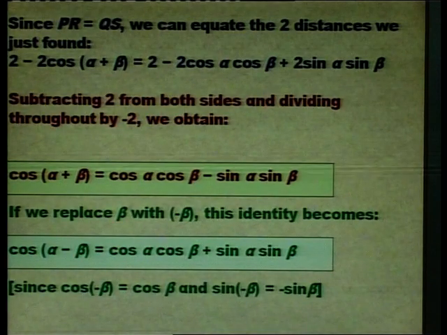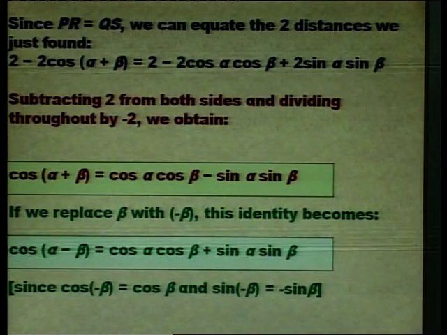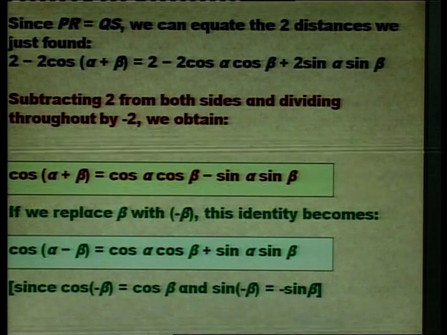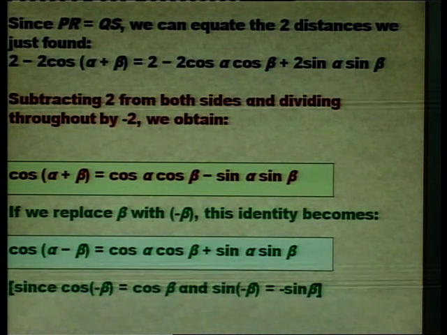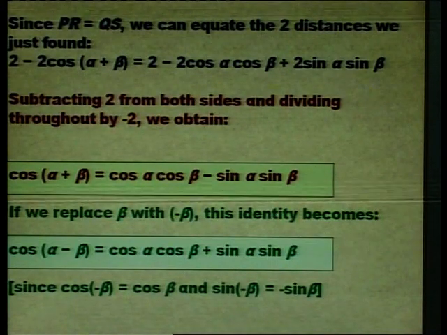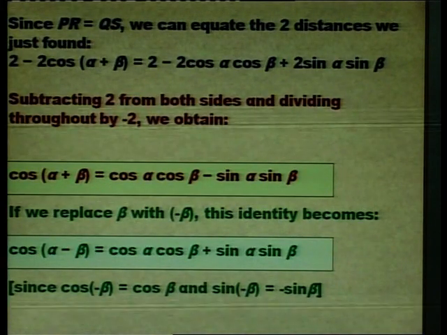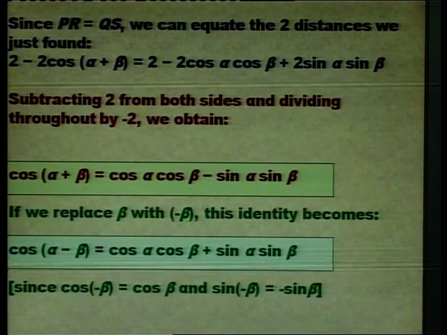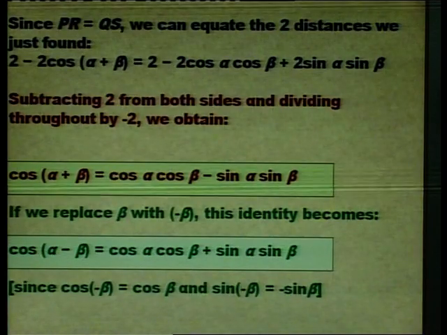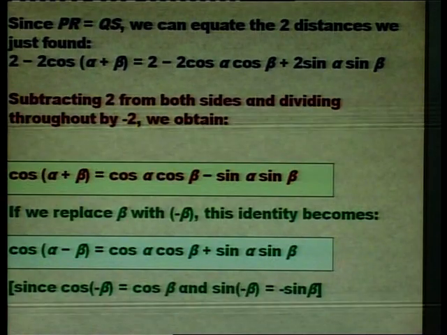Now, as from the picture itself, as I mentioned, the distance PR is the same as QS. So, the two distances, namely PR square and QS square, we can equate them, and after equating these two values we get 2 minus 2 cos of alpha plus beta is equal to 2 minus 2 cos alpha cos beta plus 2 sin alpha sin beta.